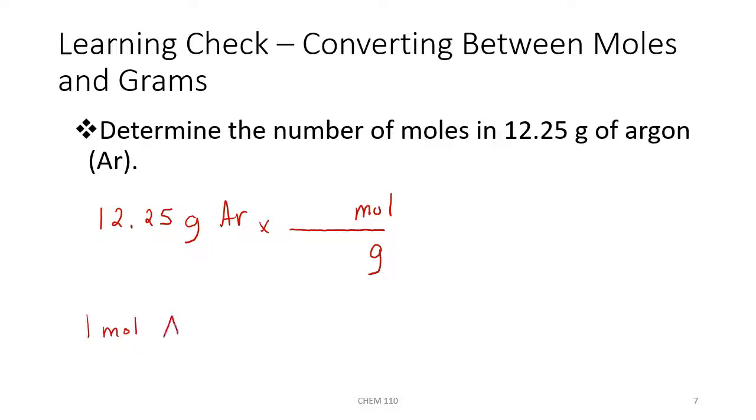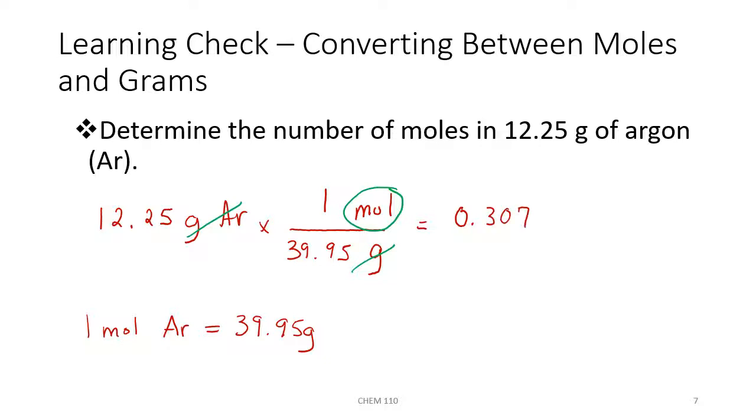1 mole of argon is equal to the average atomic mass in units of grams, 39.95 grams. So when we plug this into our factor label, we're going to want to put 1 with the unit mole, and the mass is always associated with the grams, 39.95 grams. We want to make sure our grams of argon cancel, and we're left in units of moles. And we should get 0.307 moles of argon.